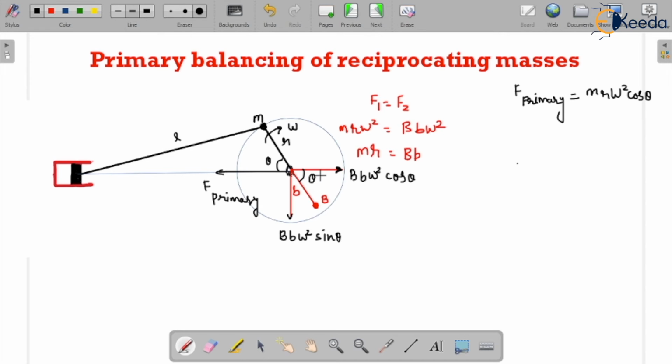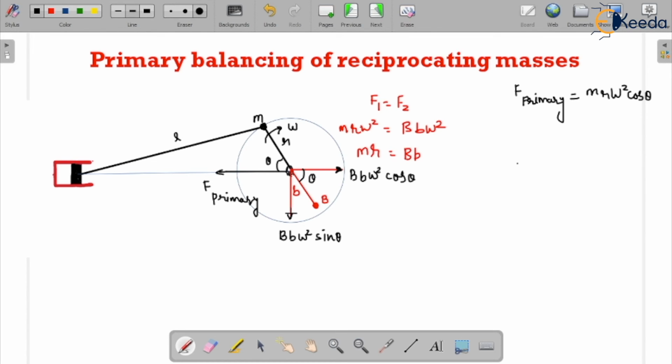So when we have balanced the horizontal forces, still there is a vertical component which remains unbalanced. Again I'm explaining that the primary unbalanced force acting along the line of stroke is balanced with the B b omega square cos theta, so both forces balance each other. But the unbalanced force acting perpendicular to the line of stroke remains unbalanced.